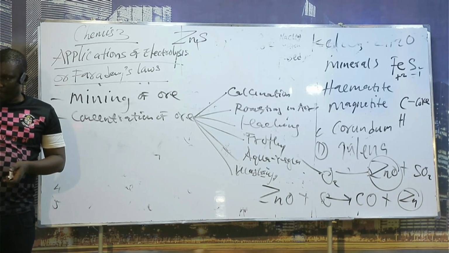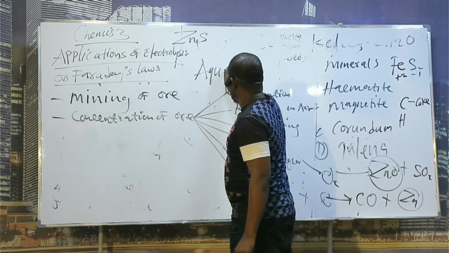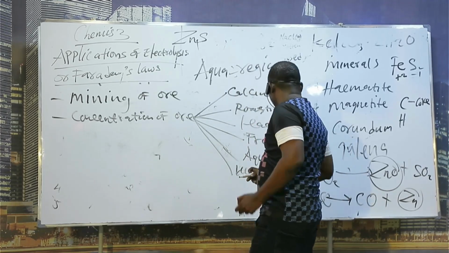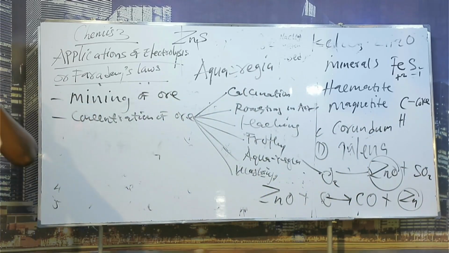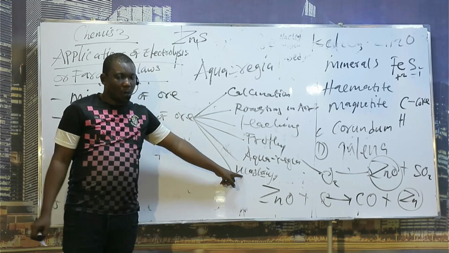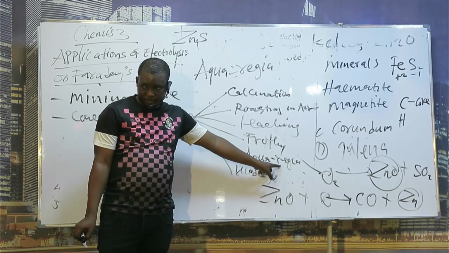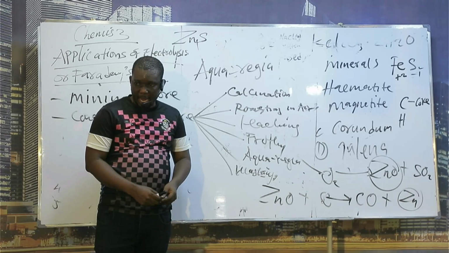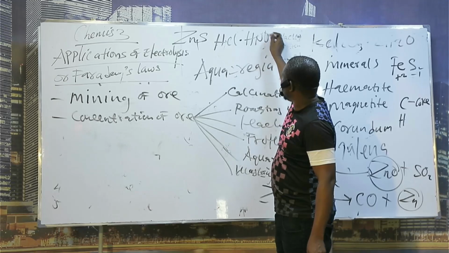Aqua regia. Remember aqua regia? A mixture of HCl. Okay, now listen. It is royal water. Royal water is aqua regia, a mixture of hydrochloric acid, a mixture of HCl and what? HNO3 is aqua regia.